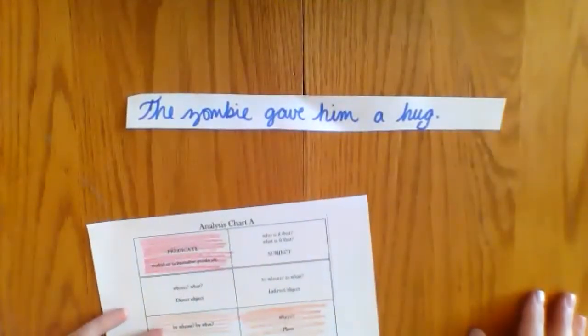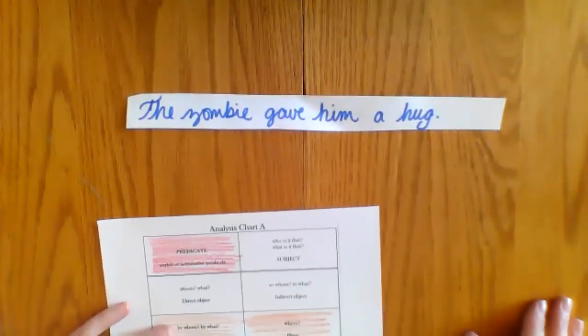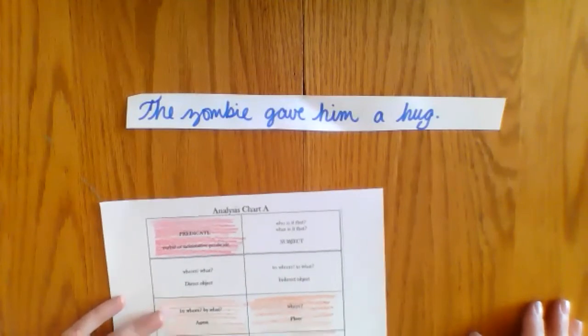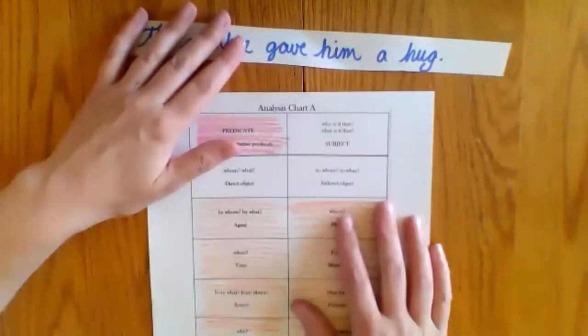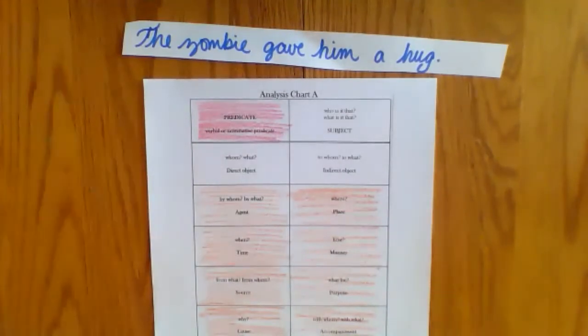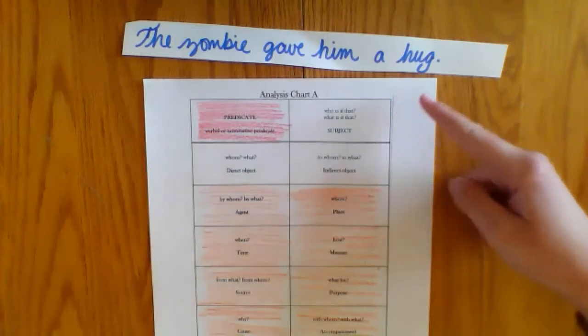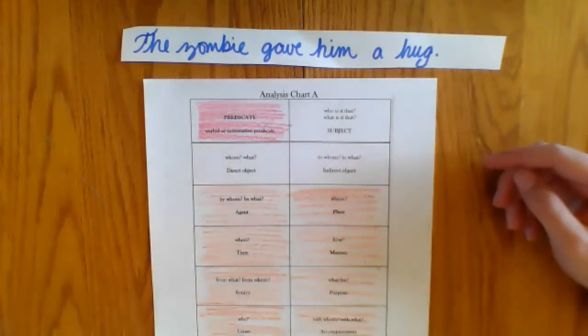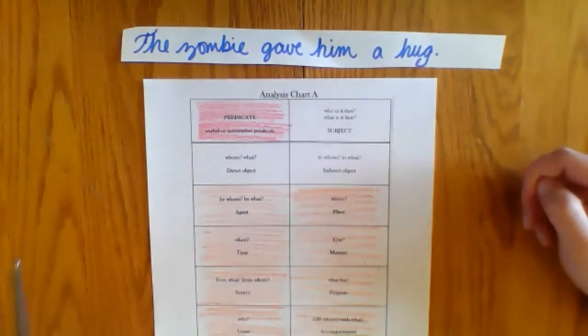The zombie gave him a hug. The zombie gave him a hug. Okay. I didn't know zombies did that. This zombie does. Okay, so Selena, what is the predicate? What is the action? What's happening? Hug. Or because the zombie gave him a hug. Is hug the action though? Is that what's happening?